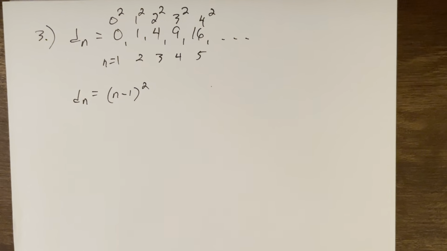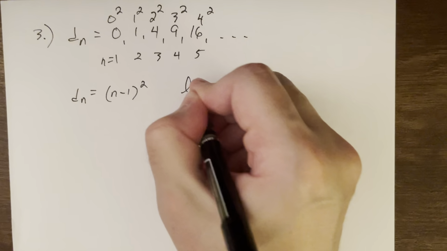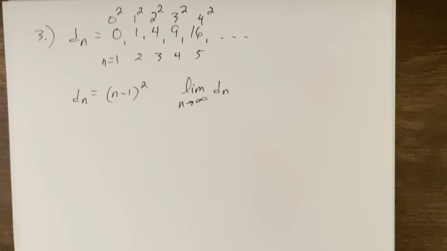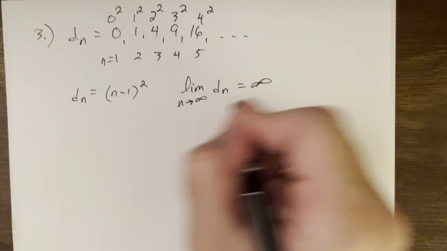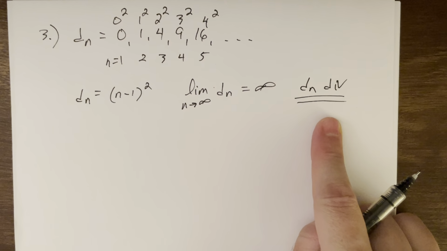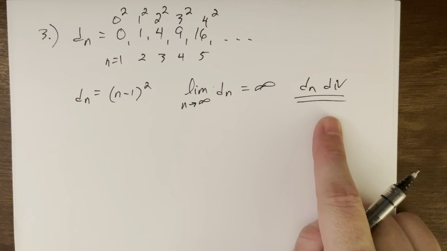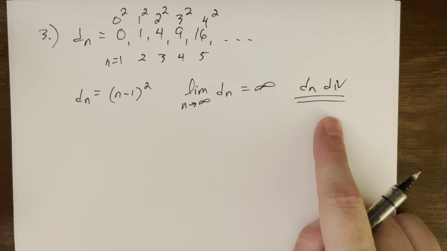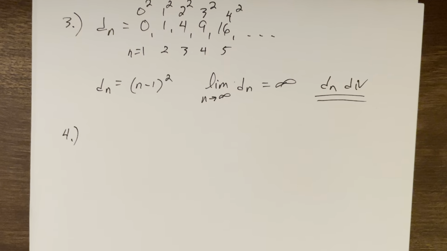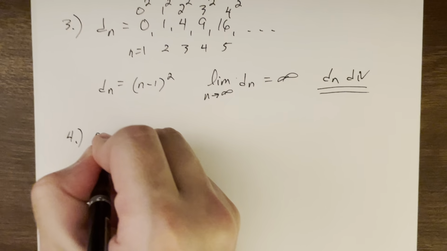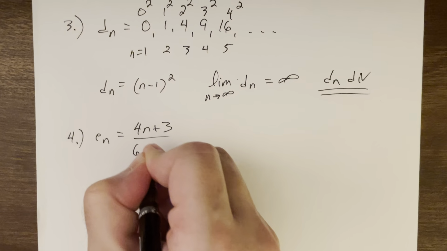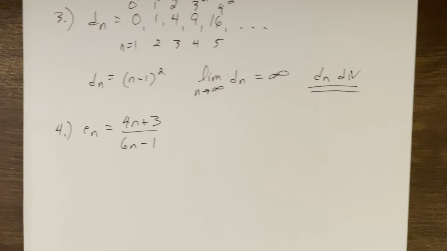And that's fine if you want to FOIL this out, that's an alternative. So once again, the hard part here was really just getting the general formula. This limit goes to infinity. So d sub n is a divergent sequence. Last 2. Number 4, we'll do e sub n is (4n plus 3) over (6n minus 1).